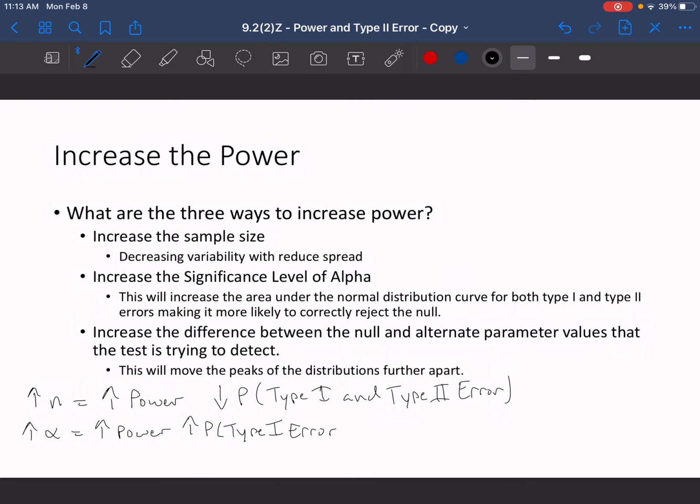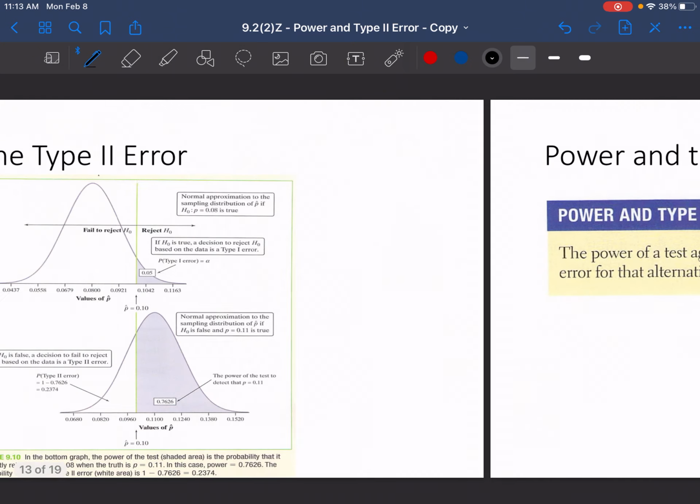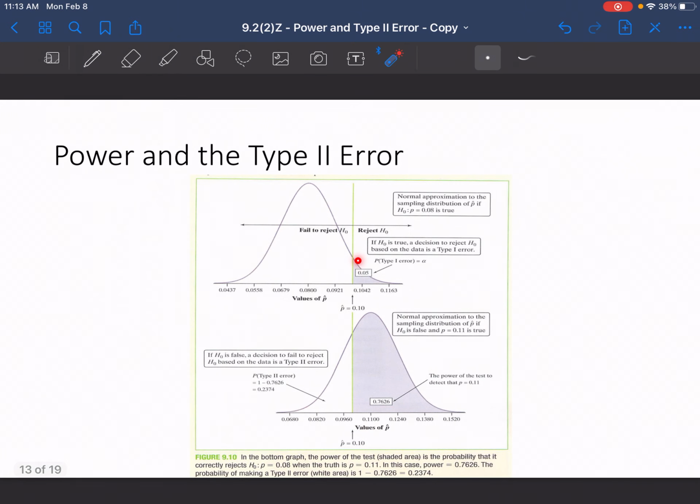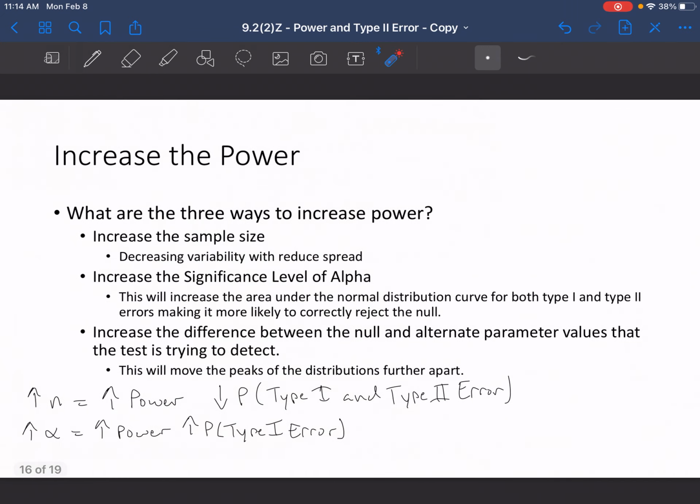Because if you remember from the visualization over here, if we increase this number right here, that's going to make more area under the curve, which means that that also directly correlates with the probability that we make a type 1 error. So we really want to, and before I get onto that, it's also going to decrease the probability that we get a type 2 error as well. Okay.